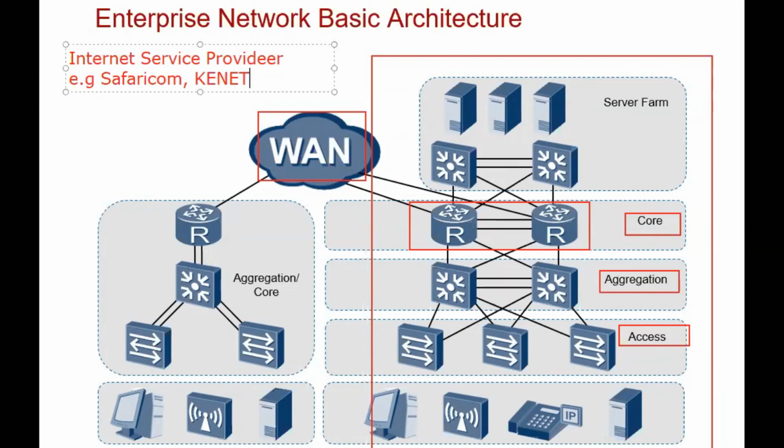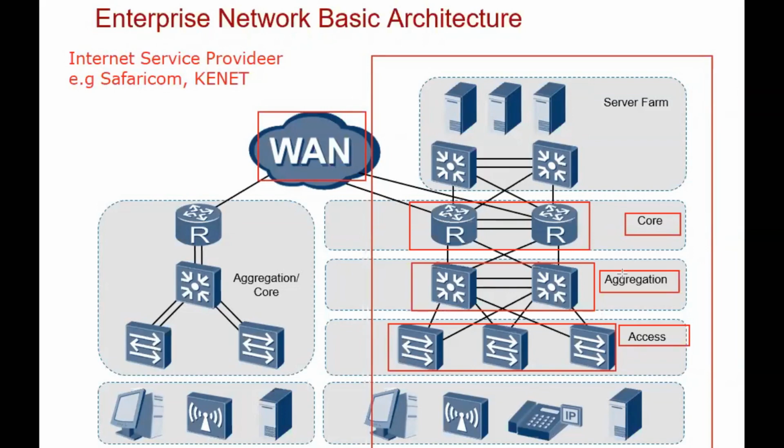Then below it we have the aggregation layer. At the aggregation layer, most of the time we use a switch. These are switches, and similarly these are also switches here. The difference between this switch and this switch is that this one is what we call a layer 3 switch. You're going to understand what a layer 3 switch is in coming topics. Then this one here is called a layer 2 switch. We're also going to understand it.